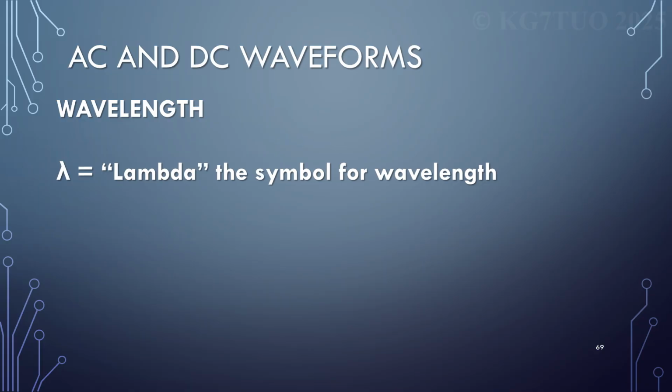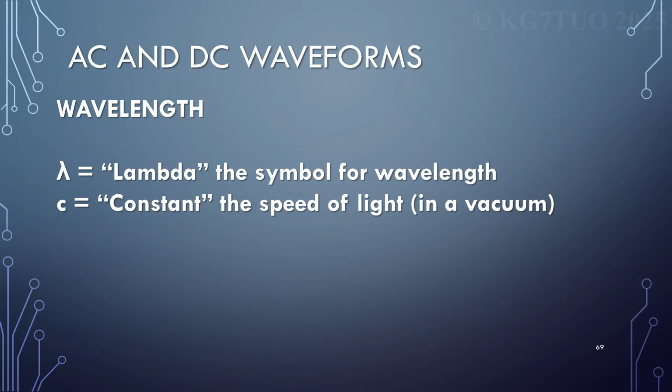Okay, wavelength. That funny little attempt, Windows has an issue with trying to do an actual lambda. So in the pictures that we're going to see, there's a little curl up there on the top of that thing, but it's a lambda. Lambda is the symbol for wavelength. C is a constant, which is the speed of light in a vacuum.